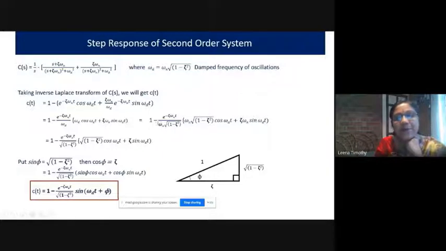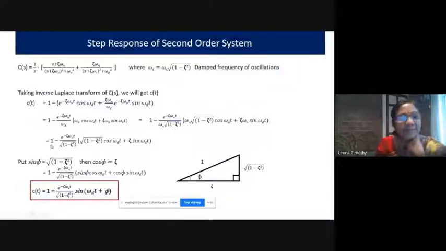That this is equal to 1 minus e raised to minus theta omega n t divided by omega d, which is equal to omega n into root of 1 minus theta square. So substitute that value here. And therefore, this is the expression equal to 1 minus e raised to minus theta omega n t divided by root of 1 minus theta square, root of 1 minus theta square cos omega d t plus theta sin omega d t. Now we have to consider a triangle like this with the hypotenuse 1, root of 1 minus theta square, theta, and angle phi.